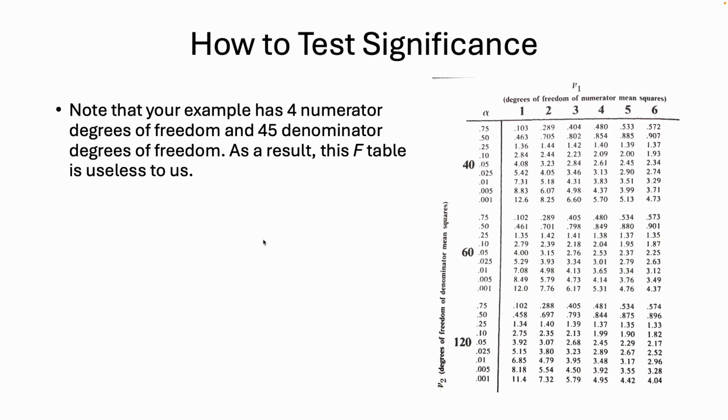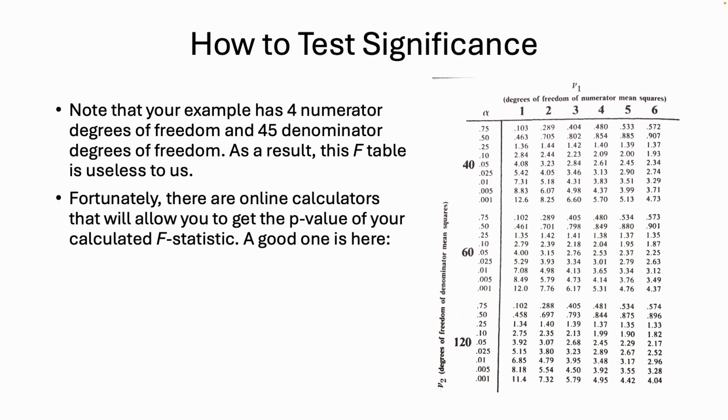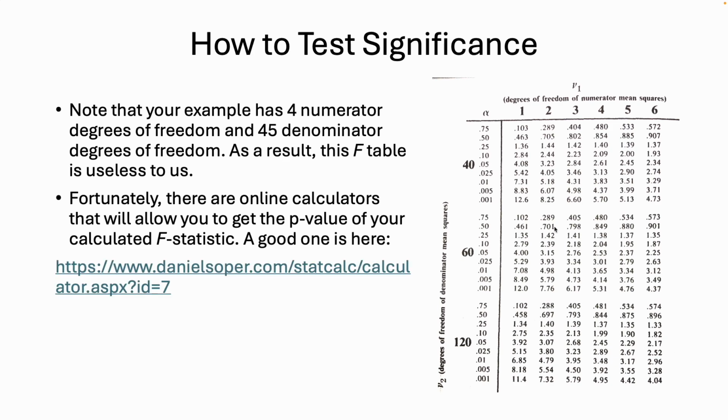So we look in, once again, an F table from a statistics text, and what we find is that here is the numerator degrees of freedom 4, but the denominator degrees of freedom jumps from 40 to 60, and there's no 45 in between. As a result, this F table is useless to us. Fortunately, there are online calculators that will allow you to get the p-value of your calculated F statistic. A good one is here by a guy named Daniel Soper, who is brilliant and very generous with his time.